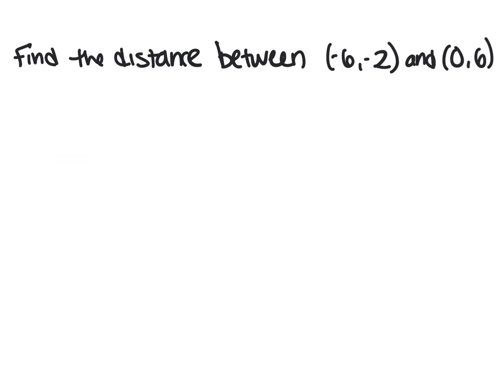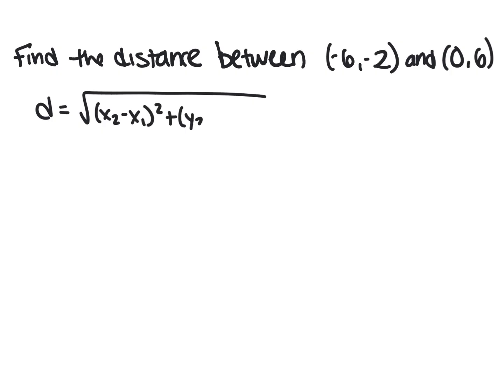In this example, if I wanted to find the distance between (-6, -2) and (0, 6), my formula is the square root of x2 minus x1 squared plus y2 minus y1 squared. First, we need to decide which points I want to call x1, y1, and x2, y2. And again, it doesn't matter as long as I'm consistent with it.